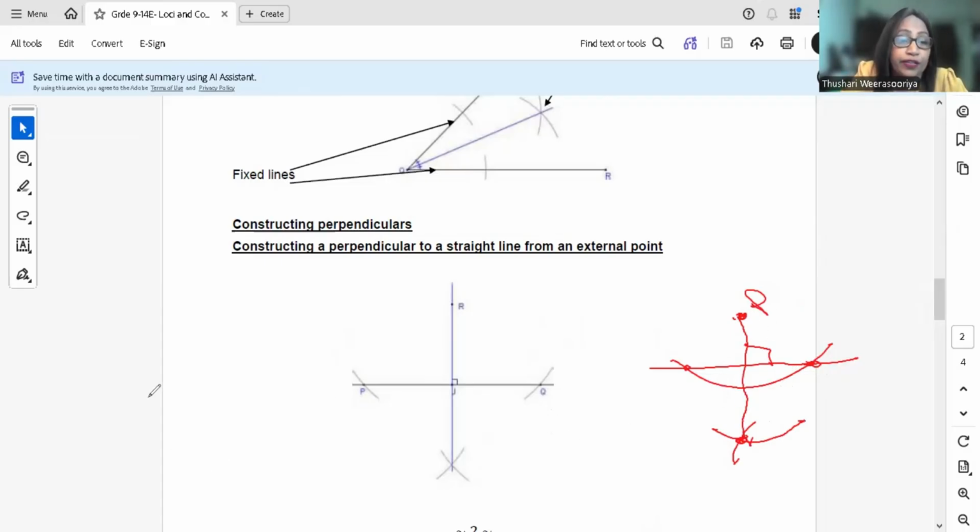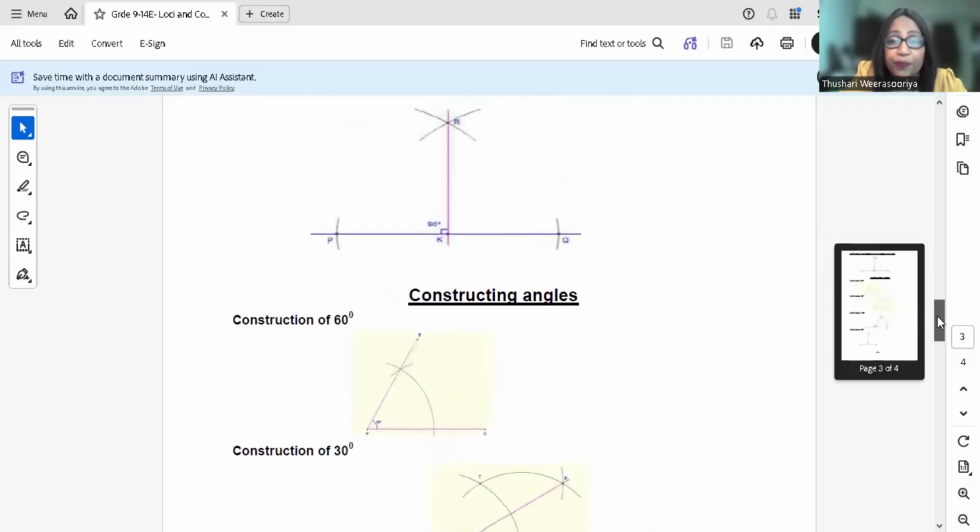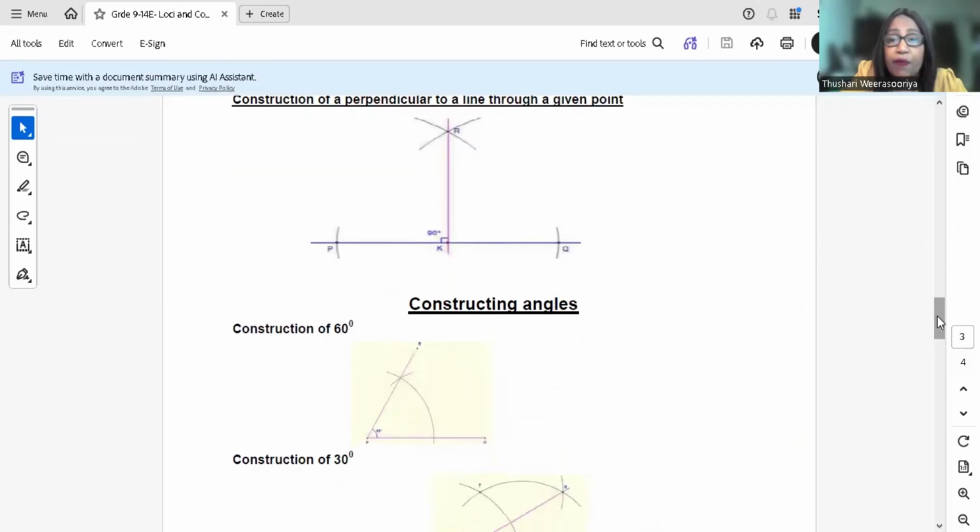Now we have learned two perpendiculars: perpendicular bisector and perpendicular to a straight line from an external point. Now there is another special perpendicular. These perpendiculars are very important because when you get a construction question in the paper, you need these perpendiculars to draw. This one, construction of a perpendicular to the line through a given point.